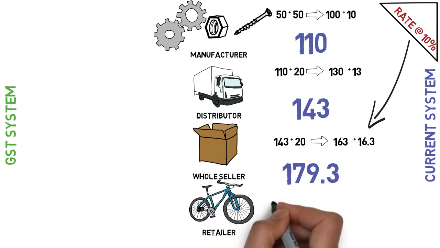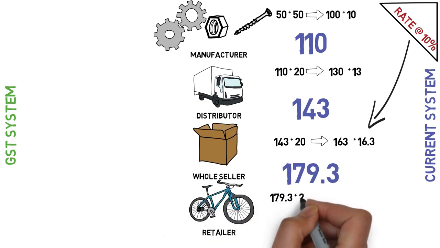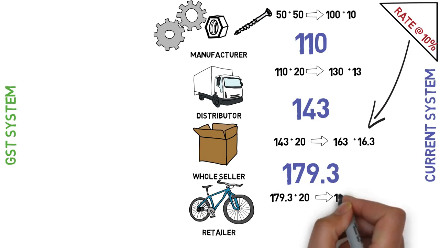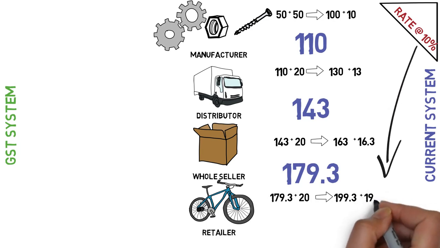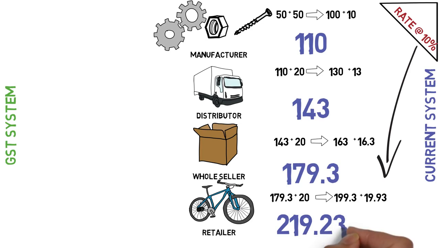Then the retailer adds 20 rupees profit and the price will become 199.3. The consumer buys this product from retailer by paying 10% tax on 199.3, that is 19.93 rupees. So the final consumer price is 219.23. This is how the current taxation system works in India. Now we will take the same example in GST system.